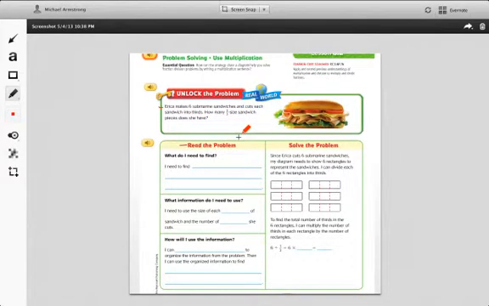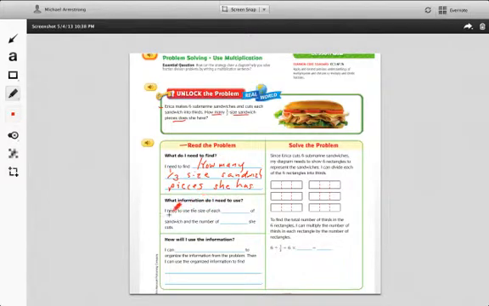And first we have to read the problem, which we just did. We have to understand exactly what it is. What do I need to find? I need to find how many 1/3 size sandwich pieces she has. Okay, so this is the question. How many 1/3 size sandwich pieces does she have?